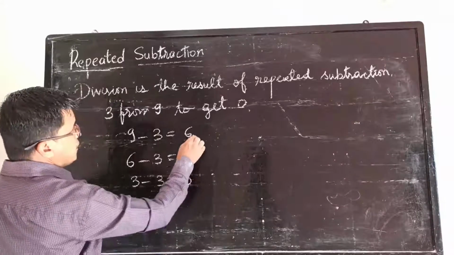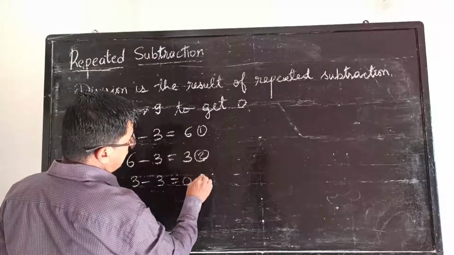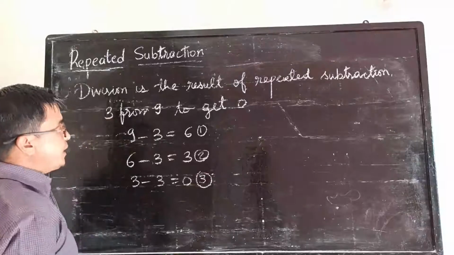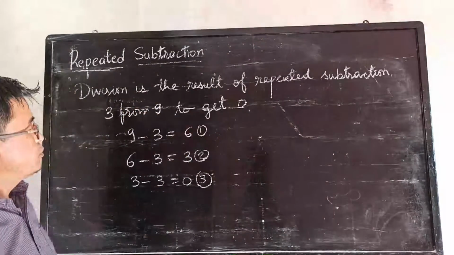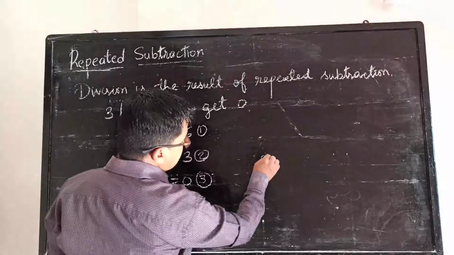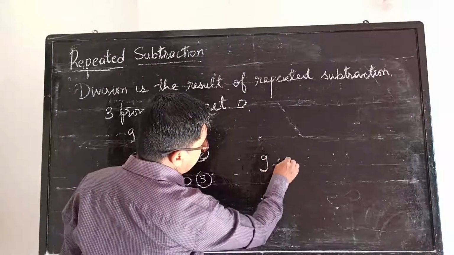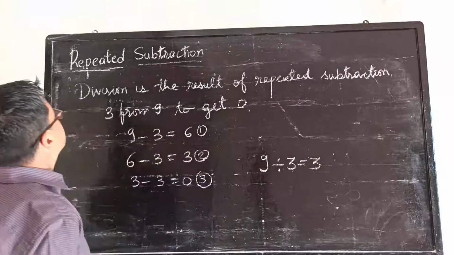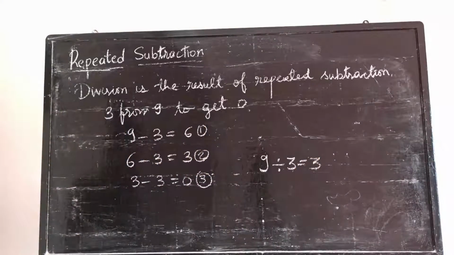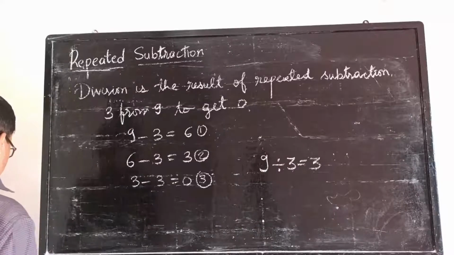How many times can we subtract? 1, 2, 3. We can subtract 3 times to get 0. So we can say 9 divided by 3 is equal to 3. 3 3s are 9. So division is a result of repeated subtraction.